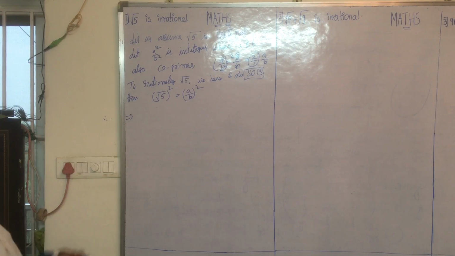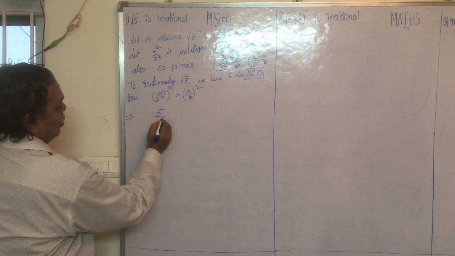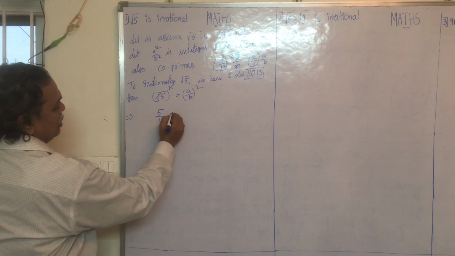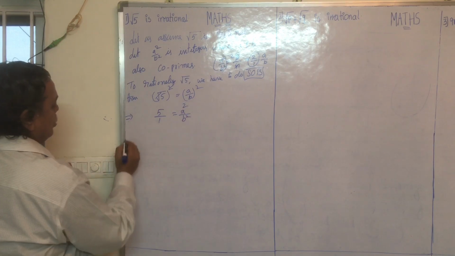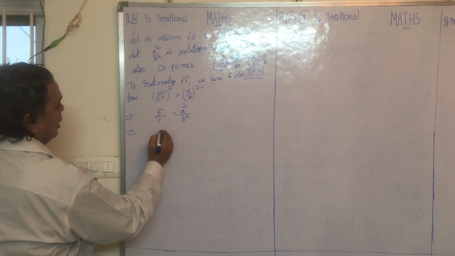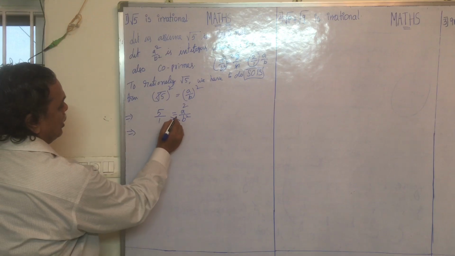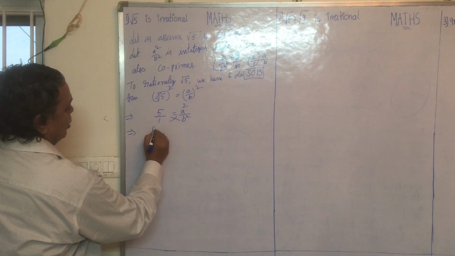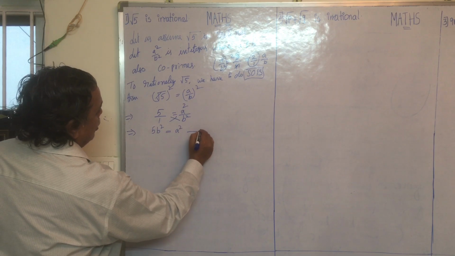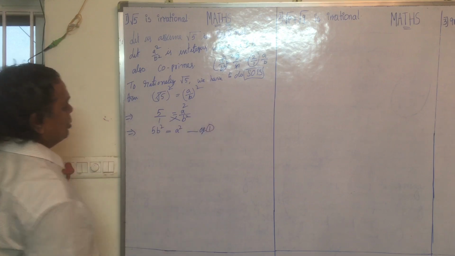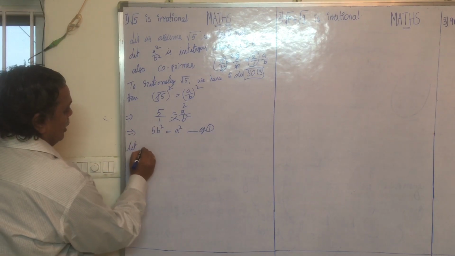Root 5 squared: the square and root cancel, so we get 5. 5 by 1 is an integer. Here we get a square by b square. Then a square is equal to 5b square if you cross multiply. Cross multiplication: 5b square is equal to a square. This is equation 1. Let c be another integer.